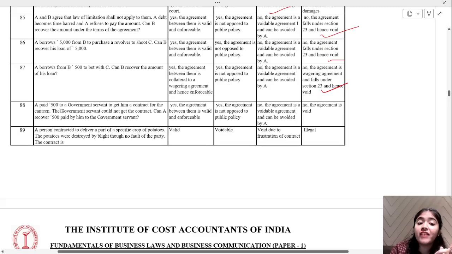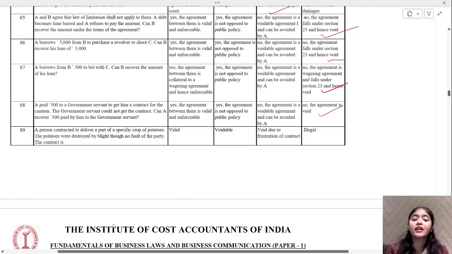A paid 500 to a government servant to get him a contract of canteen. The government servant could not get the contract. Can A recover the 500 paid? Can you recover that money back? No, the agreement is void. You should not give a bribe, or get into contracts where you get the contract of canteen by paying 500 rupees. That is not valid, right?